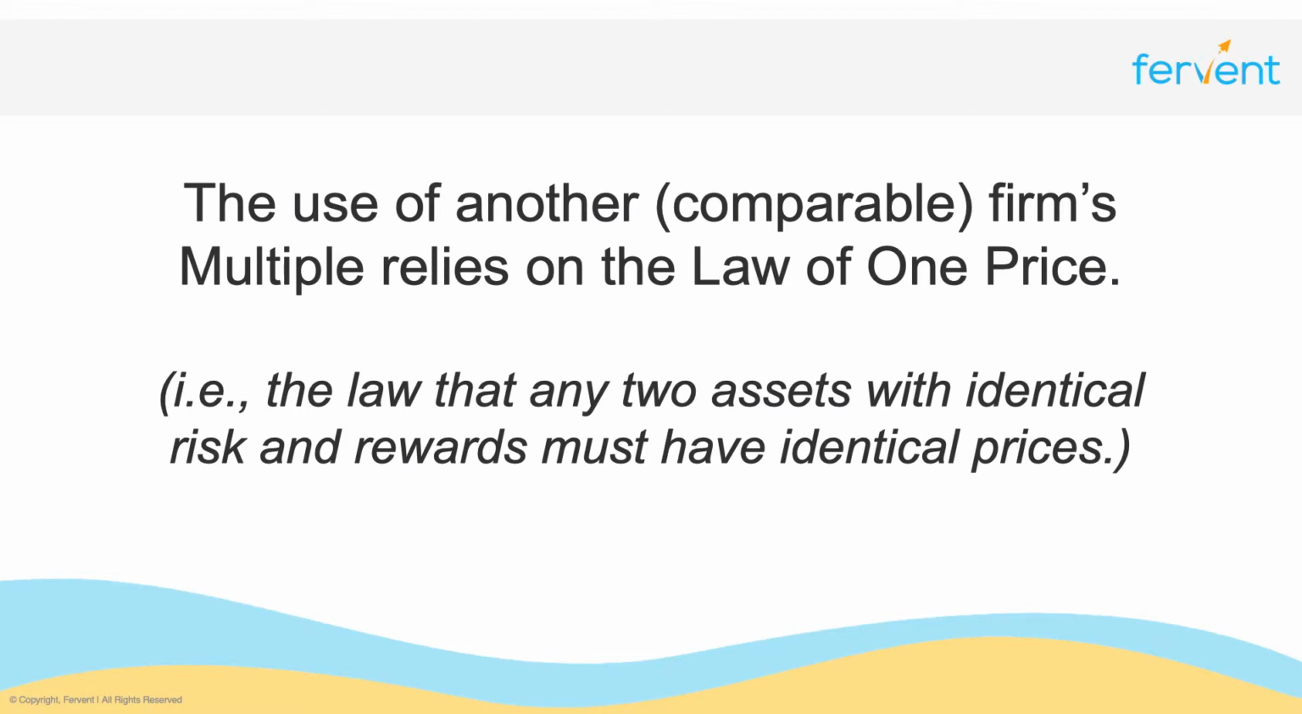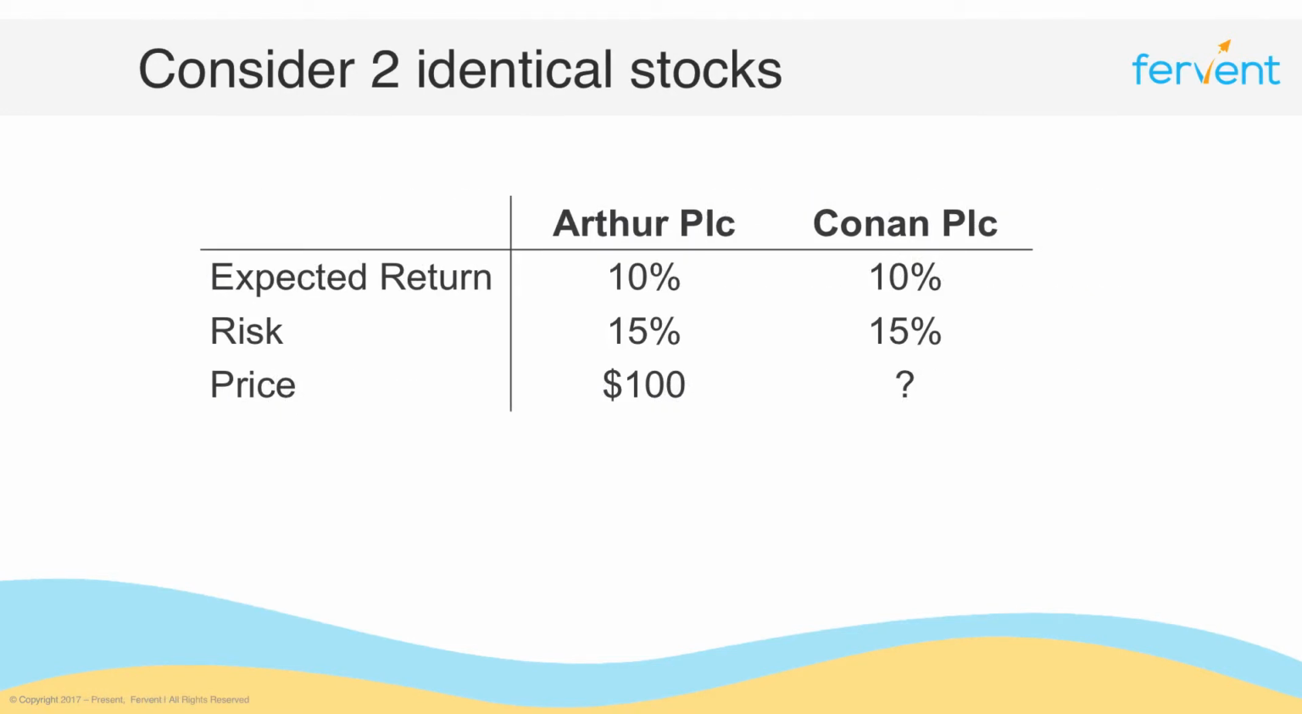So consider two completely identical stocks, Arthur plc and Conan plc. They both have an expected return of 10%. So this means that if you were to invest in Arthur plc, you expect your money to increase by 10%. So if you bought $1,000 of Arthur plc stock, conditional on this being true, you'd expect to earn $100 because that's 10% of your investment. And you expect to earn exactly the same amount by investing in Conan plc because it has the same expected return. Now, the risk of the two stocks is also completely identical at 15%.